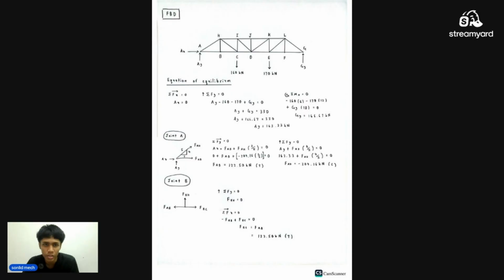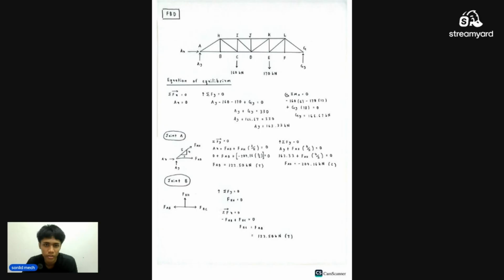Today, our group will be presenting about analysis and design of a bread truss. So, first of all, we need to do the FBD diagram for this bread truss, which is shown in the slide. For point A, we have Ax and Ay because it's a fixed support. For point G, we have Gy only because it is a roller support. And the load given for our group is, for point C, 160 kilonewton, and for point E, 170 kilonewton.